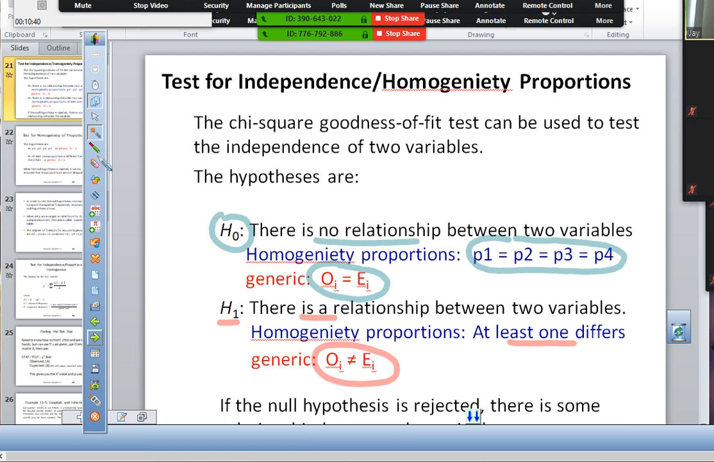All right, so here's our basic test. H0 is, again, no. In this case, no relationship. Also, no difference. They're equal. So the first proportion is equal to the second, is equal to the third, is equal to the fourth. There's no relationship. Or you could just go to generic O sub I equals E sub I.